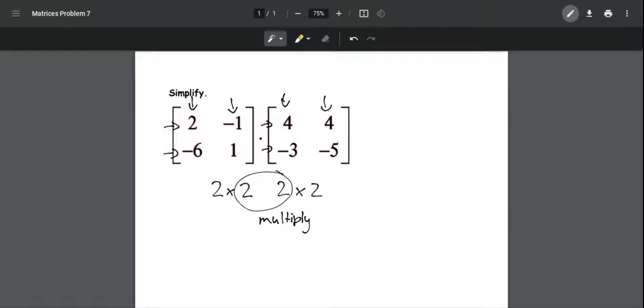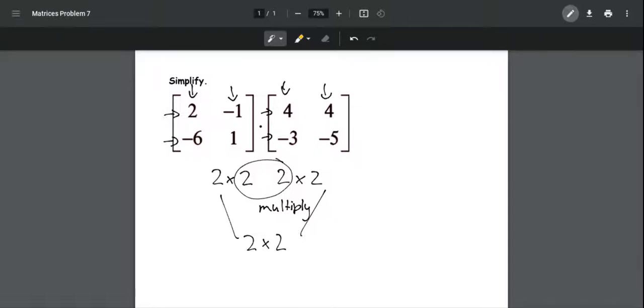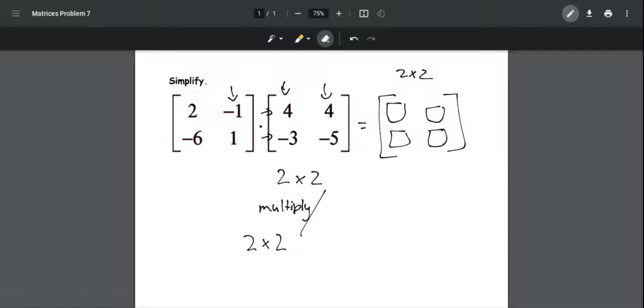Now we're going to look at the outer numbers, which are 2 rows and 2 columns, which is the layout of the new matrix. So our new matrix should look somewhat like this: 2 rows and 2 columns and 4 elements. And now I'm going to show how to multiply them together.